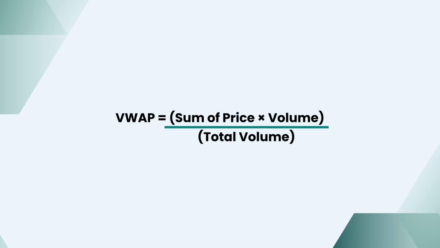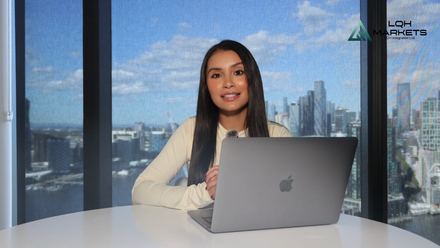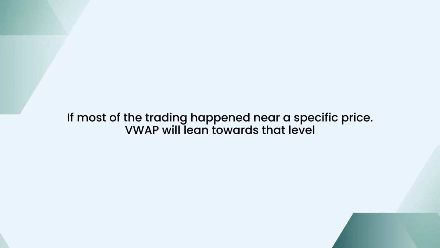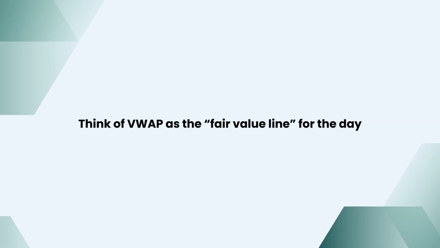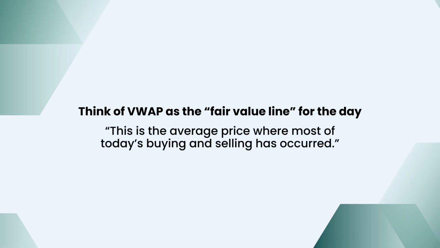Here is the basic formula. Don't worry, it's actually very simple. That means if most of the trading happened near a specific price, VWAP will lean towards that level. Think of VWAP as the fair value line for the day. It tells you this is the average price where most of today's buying and selling has occurred.